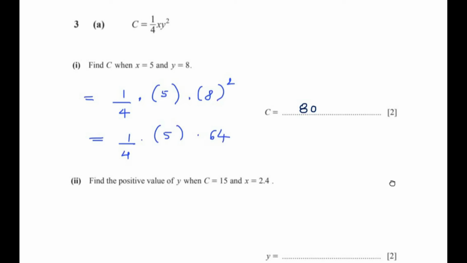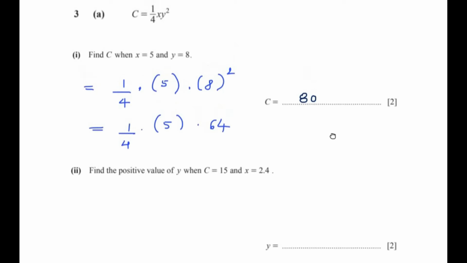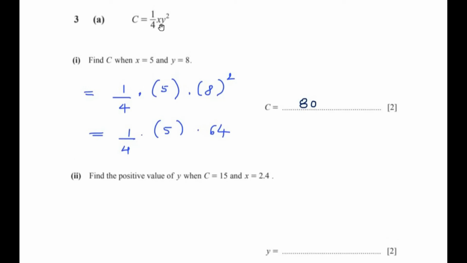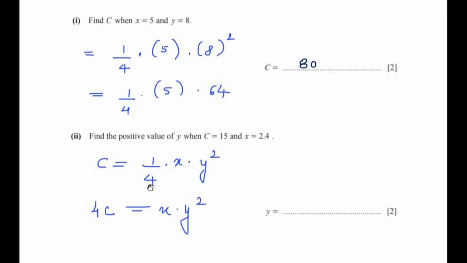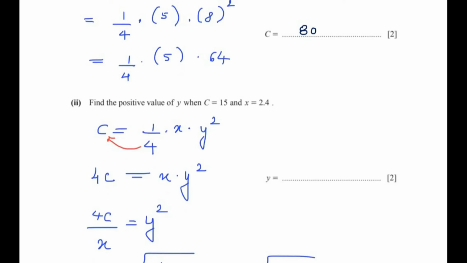Now here in the next question, find the positive value of y when c equal to 15 and x equal to 2.4. So here we need to find out the value of y, which means we have to make y the subject. So c equal to 1 over 4 times x times y square. Now the first step would be to send this fraction 1 over 4 on the other side of the equal to sign. So 4 goes on the left hand side and multiplies with c, giving us 4c is equal to x times y square. Now we are going to send x on the other side of equal to sign. So we have written here 4c over x equal to y square.